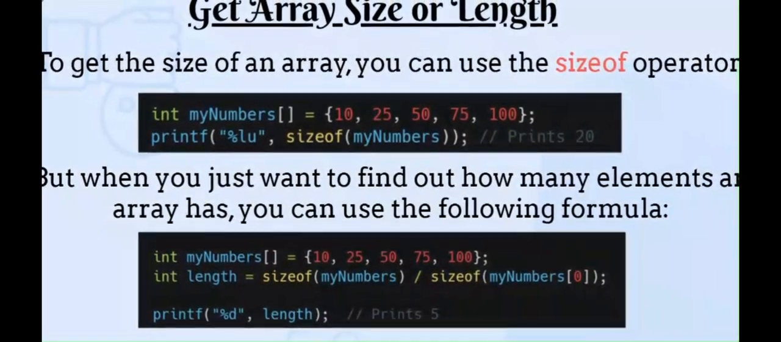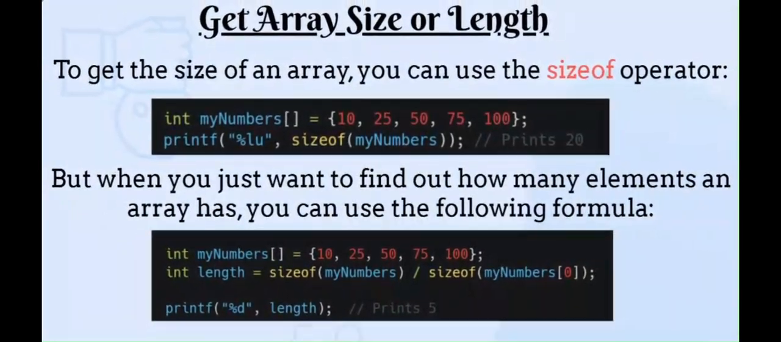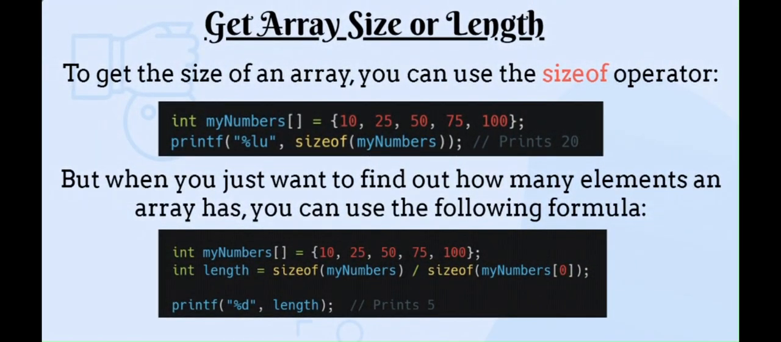Get array size or length. To get the size of an array, you can use the sizeof operator, like the first example. Why did the result show 20 instead of 5, when the array contains 5 elements? It is because the sizeof operator returns the size of a type in bytes. You learned from the data types chapter that an int type is usually 4 bytes, so from the example above, 4 times 5 means 4 bytes x 5 elements equals 20 bytes.